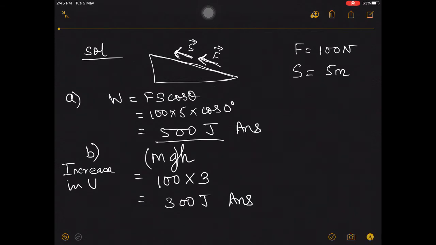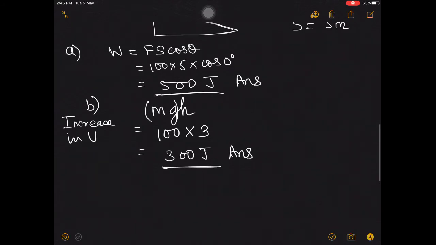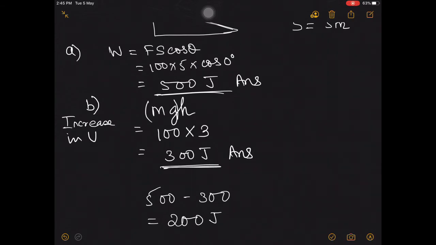Why these two are different and why not equal? Why is this 500 and why is this 300? Why is there a difference of 200 joule? 500 minus 300, there is a difference of 200 joule. Actually both should have been equal. See, the reason is here my inclined plane is not absolutely smooth. This inclined plane is not absolutely smooth. There is some irregularities here, so there is some loss of energy in doing work against friction.